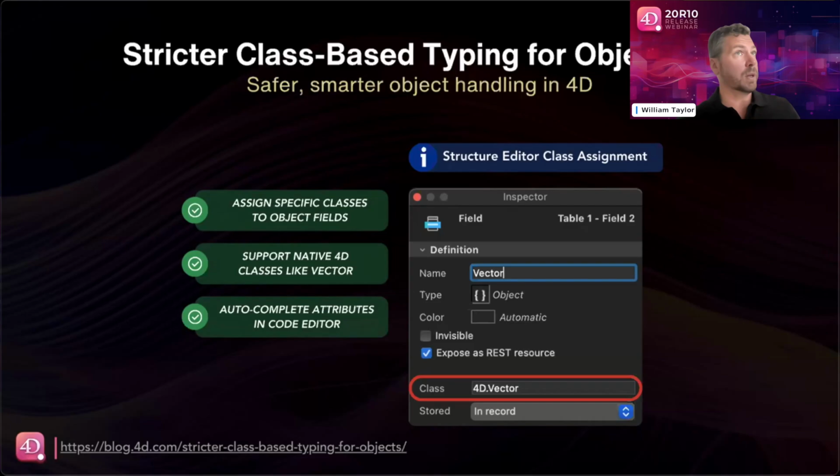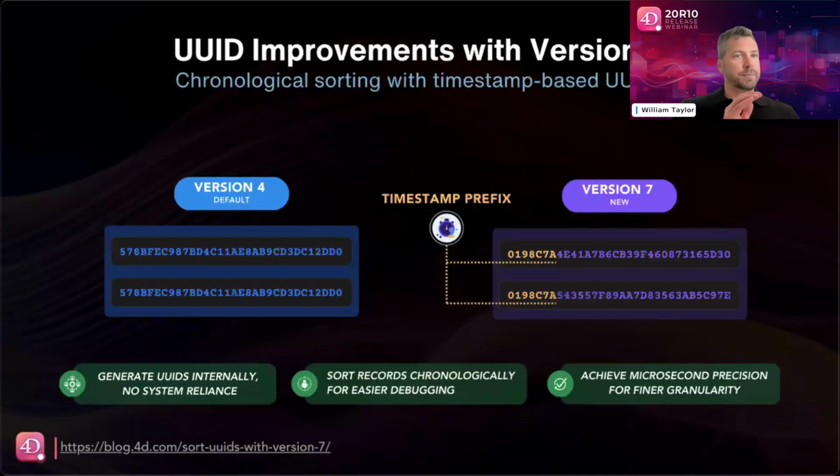Someone brought up a question earlier today about whether or not the vector fields are project mode or binary mode. This feature, for example, is only a project mode feature. Now let's talk about UUIDs.